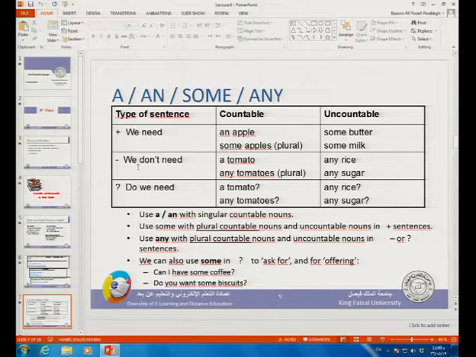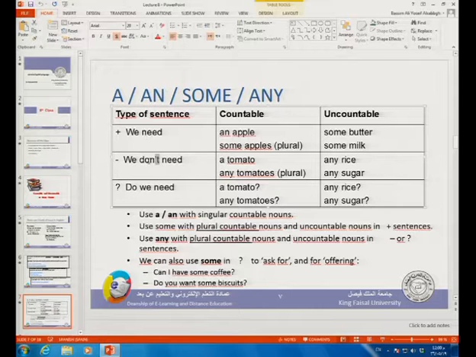Now if the sentence is negative, can I use some? Now instead of some, we use any. Look at this, we don't need any tomatoes. See, plural. We don't need any sugar, any rice, or a tomato in the singular. So the difference between some and any is that some is used in affirmative sentences and any is used in negative sentences, right?